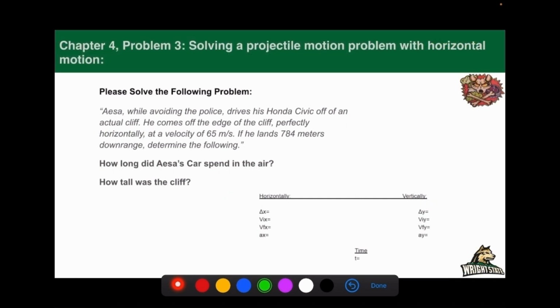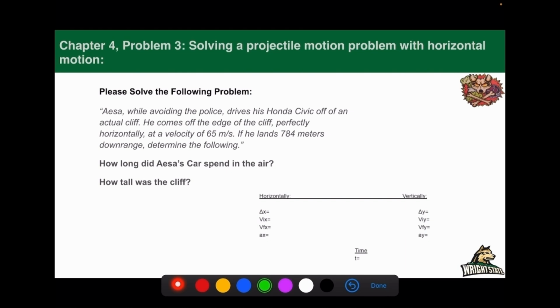Okay, so let's try an example. We're going to be using the same kinematic equations we've been working with. We're just going to do them separately in X and Y now, and we're going to see if we can link them using time. So let's go ahead and try to figure out how to solve this first question.